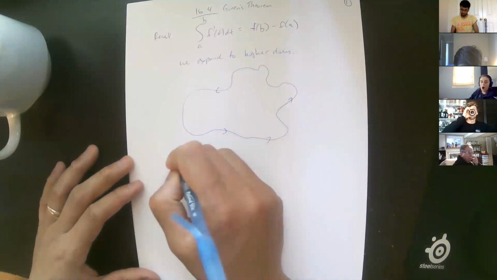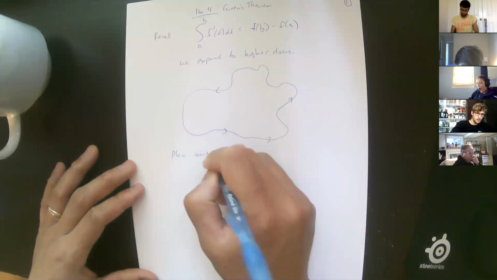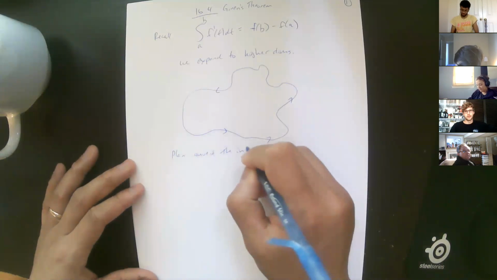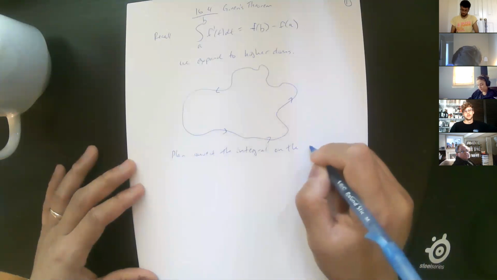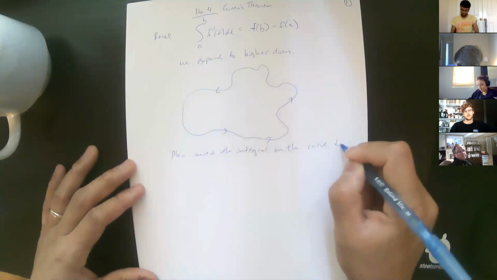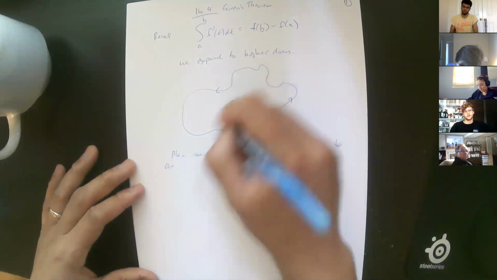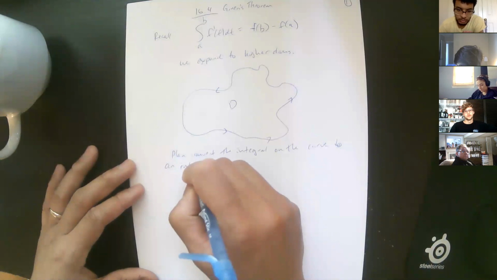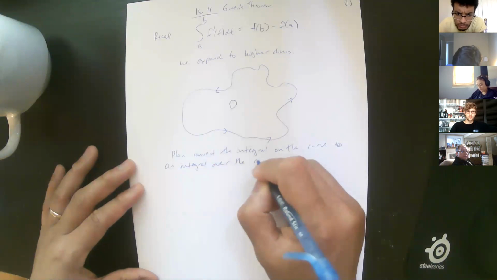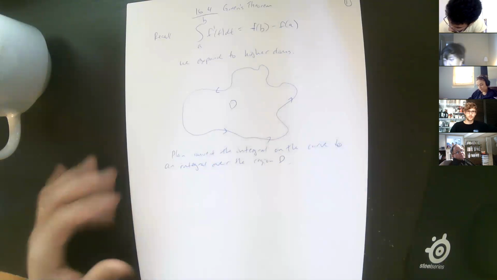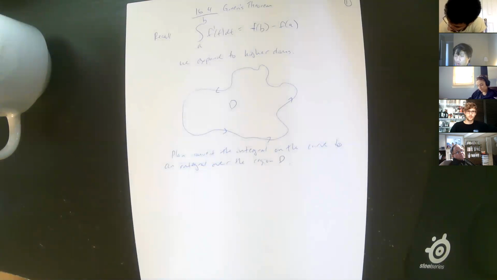So plan: convert the integral on the curve to an integral over the region D. Okay, so let's put a couple rules on what kind of curves I'm allowed to have, right?